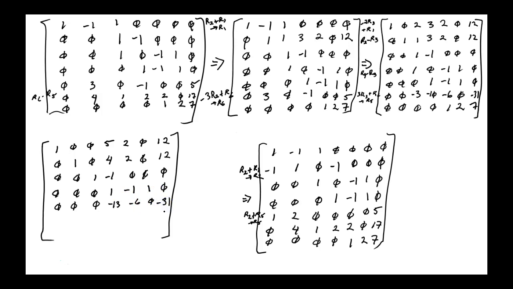I was hoping we were going to get rid of that, but we haven't yet. Okay. Now, the last one we just write down. 0, 0, 0, 0, 1, 2, 7. Okay.